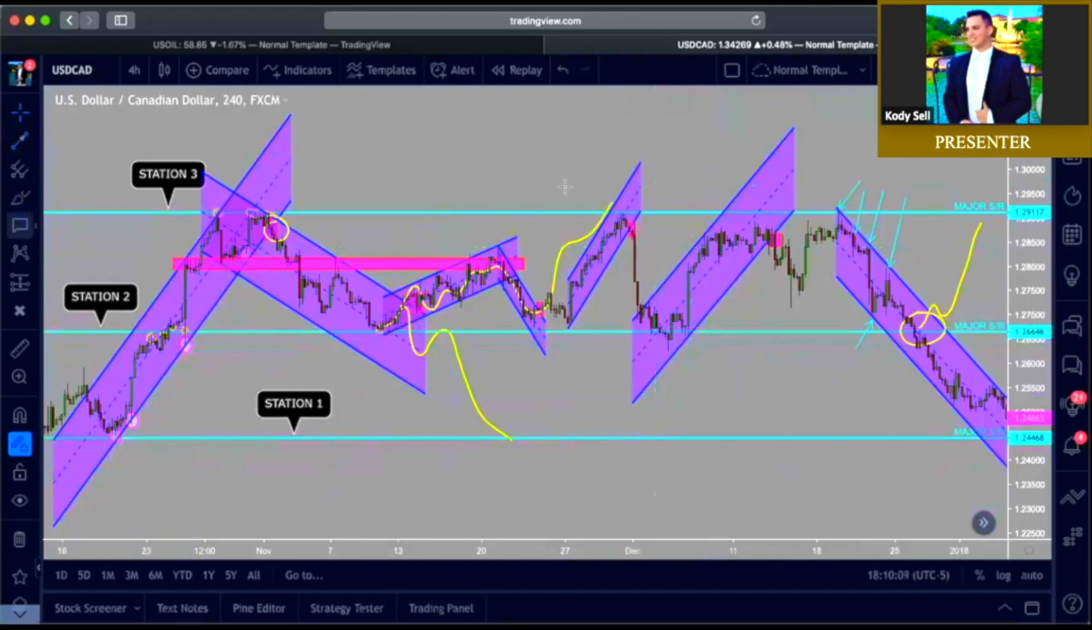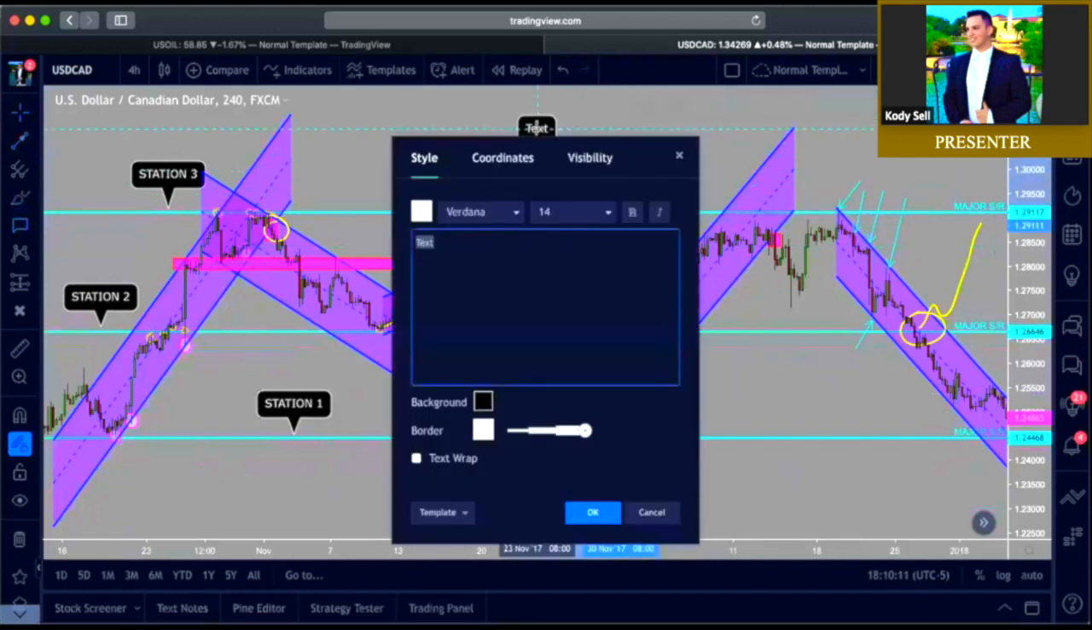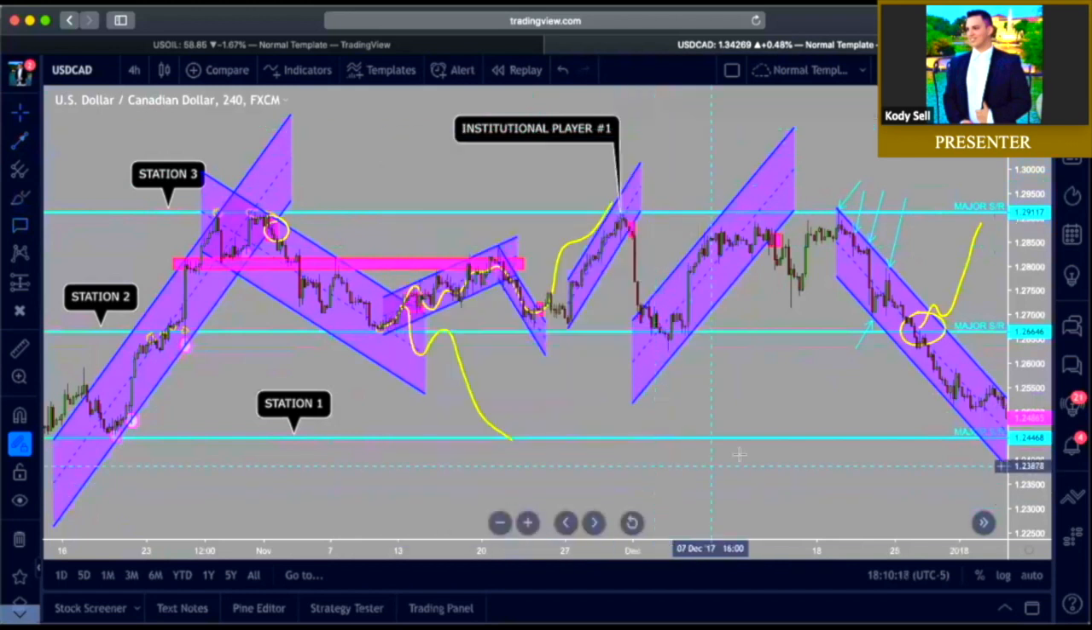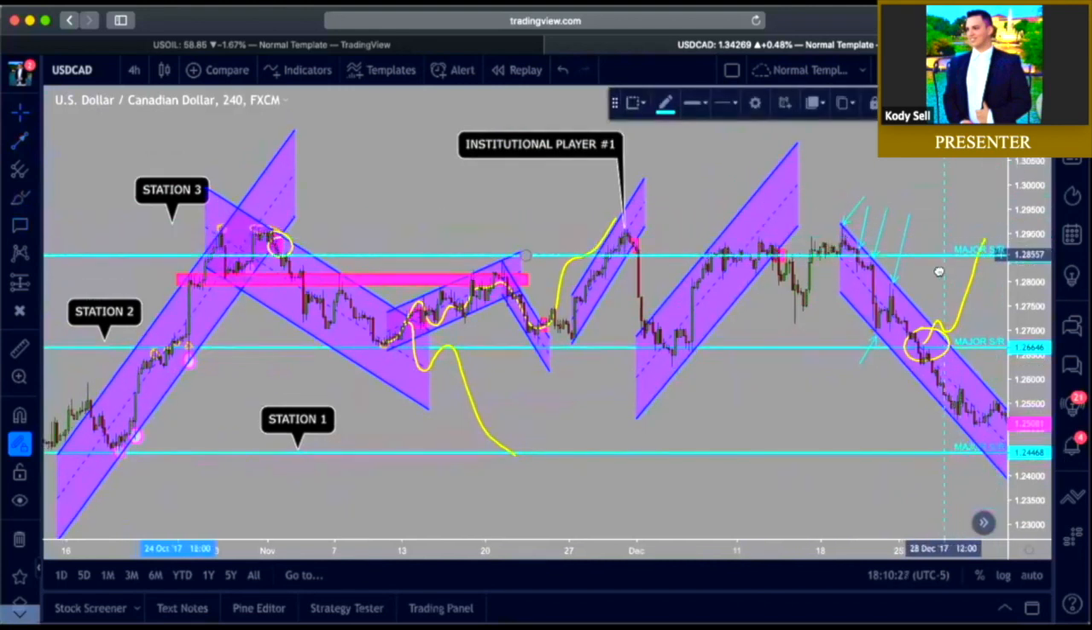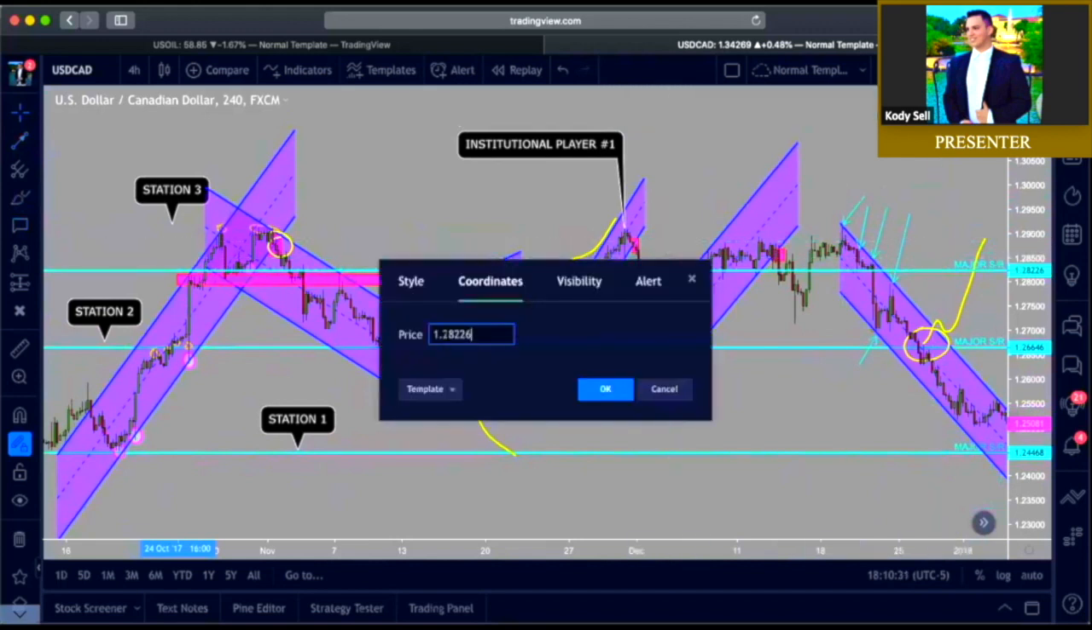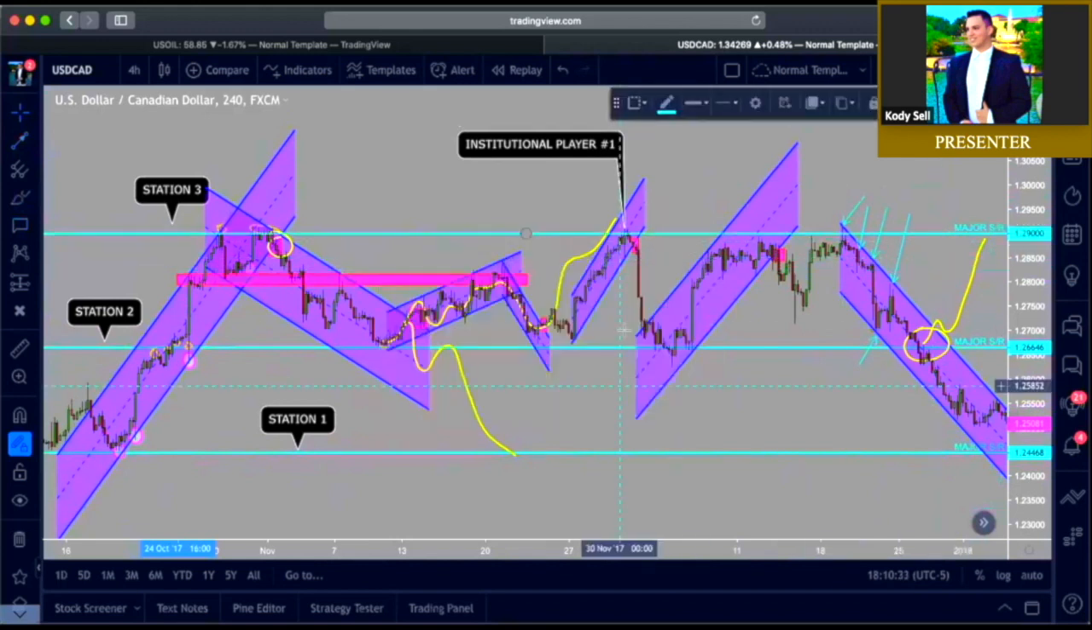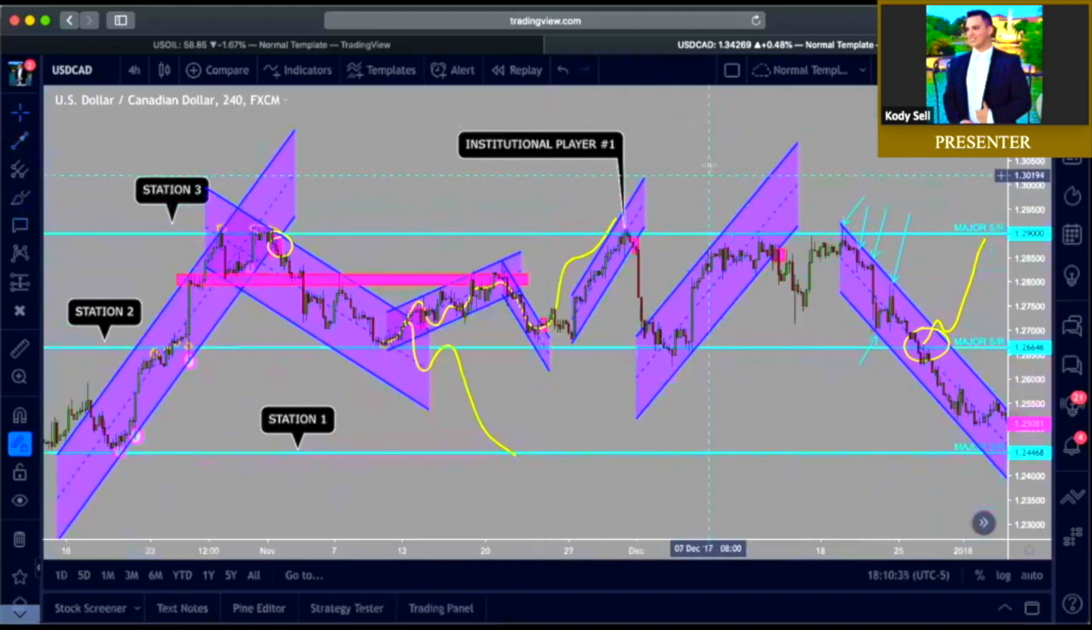For example, let's call this institutional player number 1. Institutional player number 1 just dumped his entire order right here at, what is this level? Probably what's it next to up here? 1.290. He just dumped his entire order at 1.290. Price just flew down to station 2.